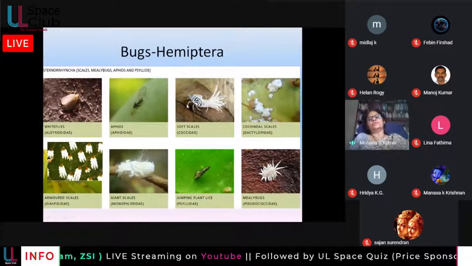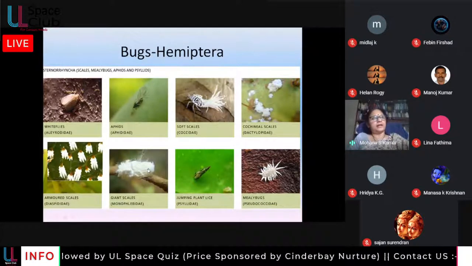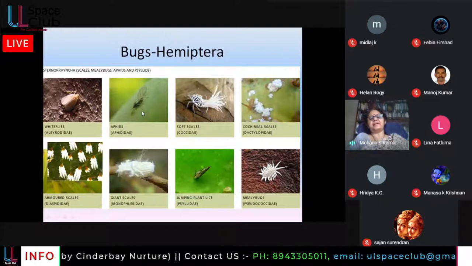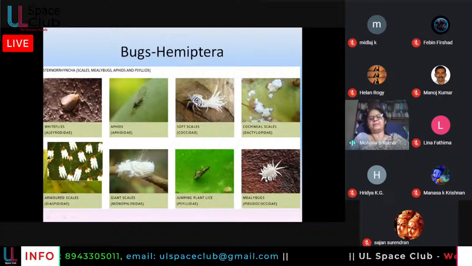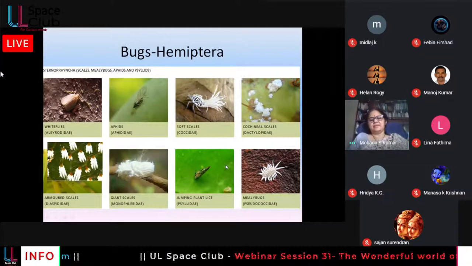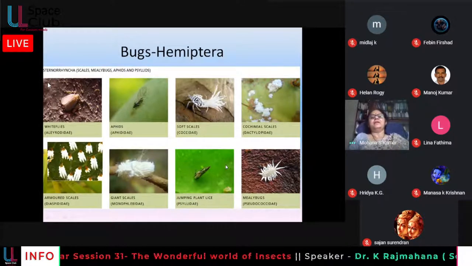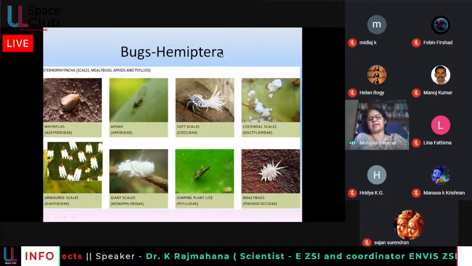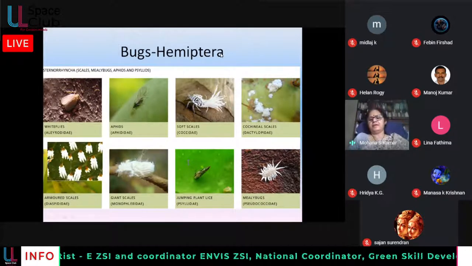Another huge group of insects which are very much related to plants, most of them are minute: whiteflies, aphids, scale insects. Just now we discussed in detail on the mealybug, papaya mealybug. Majority of them are pests. So those interested, maybe we can have a different session on bugs, Hemiptera alone, because that much a vast topic, each and every section.